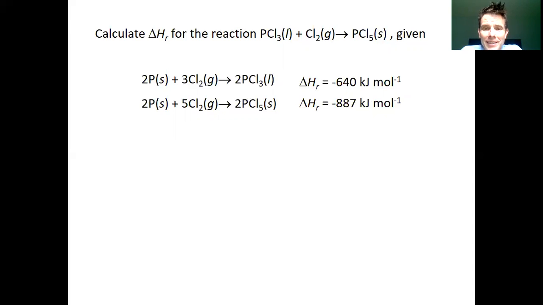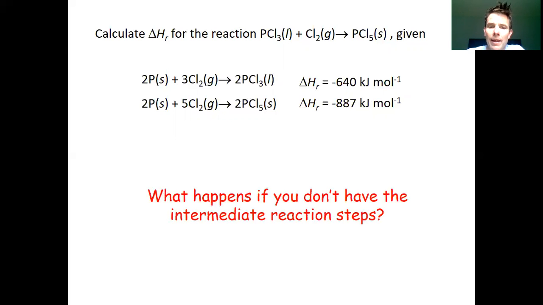But what I really want to ask is, I think, a more relevant question, something you might not be as familiar with. And that is this. I could imagine calculating delta H for this reaction, provided I have these individual steps. But what happens if I don't have the intermediate reaction steps? These are kind of canned problems because they assume that you have these individual steps. What happens when you don't have those steps?